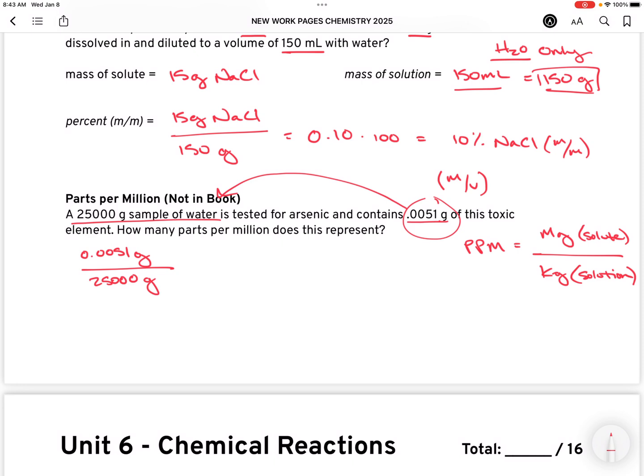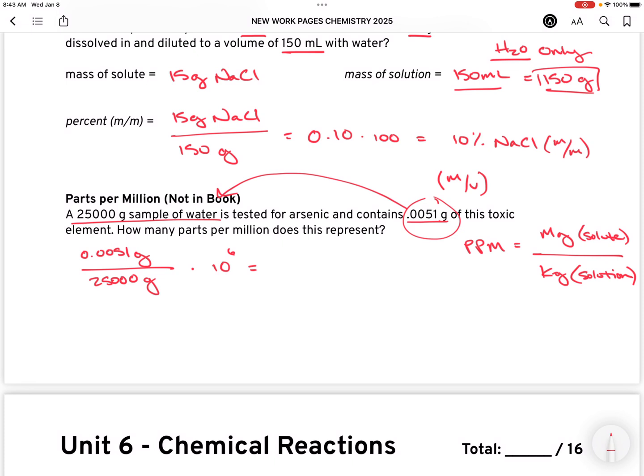Now, you can set this up where you're doing the part from the whole, just like we did earlier. So our part is 0.0051 grams compared to the whole of 2,500 grams. And what you can do with this is just multiply it by 10 to the 6. So divide these and then multiply it by basically a million. And then that will give you a number like this.